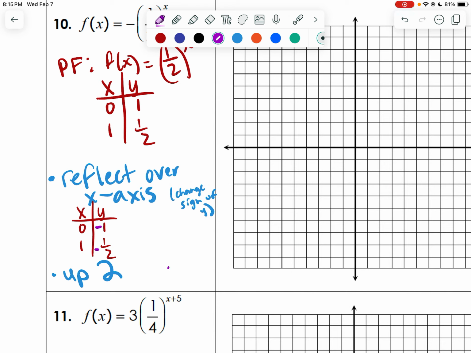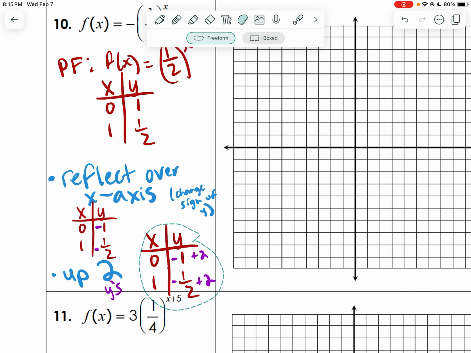Okay, now if I took that same starting point, but now I have -1 and -1/2, now I'm going to move up 2. Well, that's also affecting the y's, right? Because you're moving up. That's on the y-axis. So now I would take that and I would add 2.